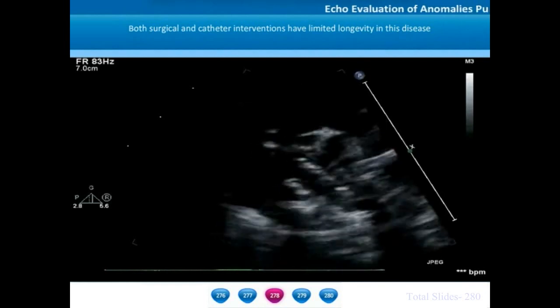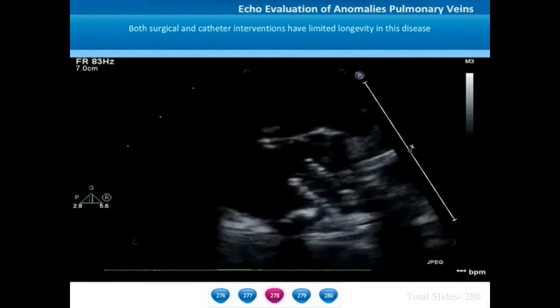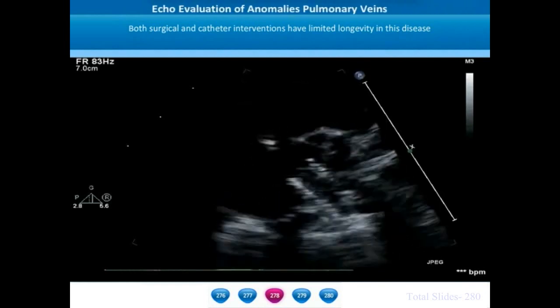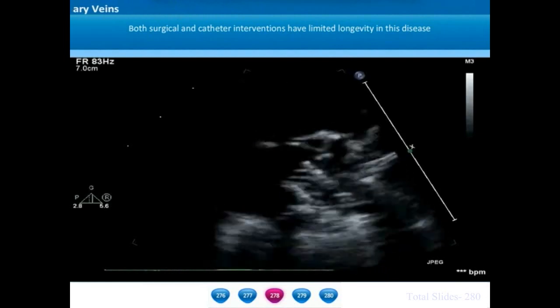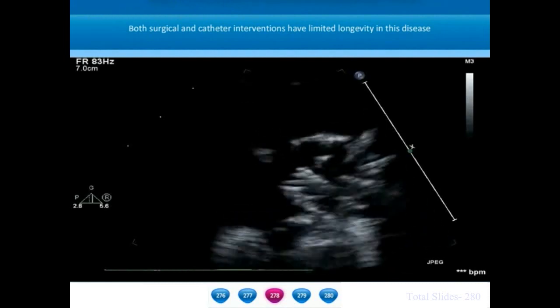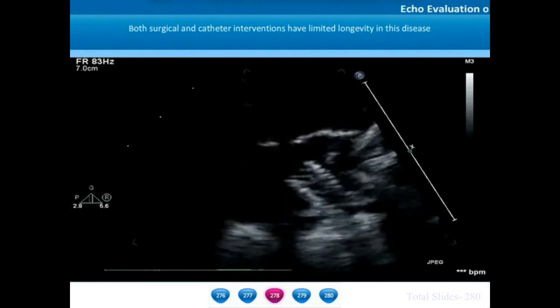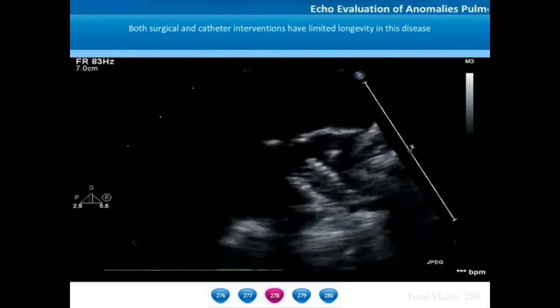This is an example of stenting of the left pulmonary veins in a patient who had a tight left pulmonary vein stenosis. Sometimes this sort of treatment is resorted to when the patients are ventilator dependent and we are unable to extubate these patients. However, they never give a long-term palliation.